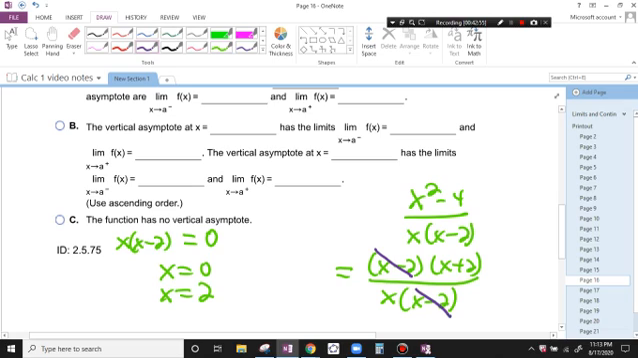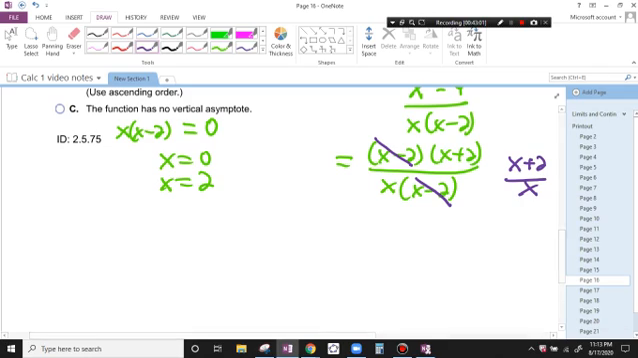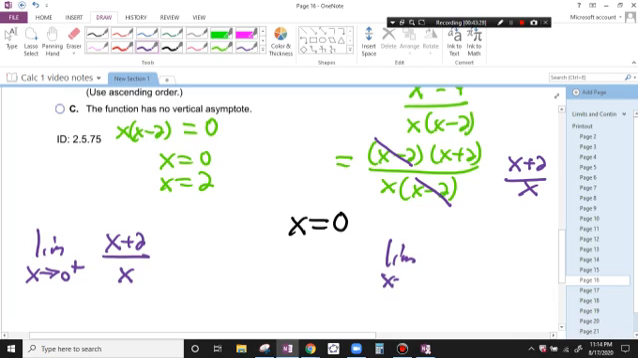Cancel this, cancel that. x plus 2 over x, and now we still have a problem at 0. And the question is, is that problem going to give me a limit that's either infinity on both sides, negative infinity on both sides, or maybe infinity on one side and minus infinity on the other? We need to take the limit as x tends to 0 from the right of x plus 2 over x, and then we'll look at the limit as x tends to 0 from the left of x plus 2 over x. One of these is infinity, one of these is minus infinity.